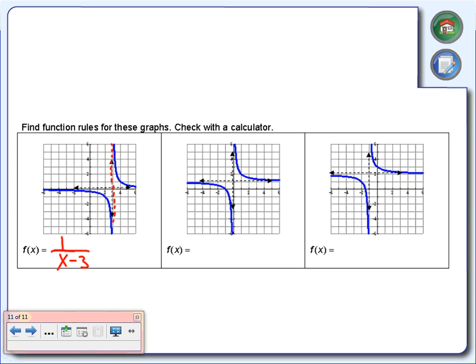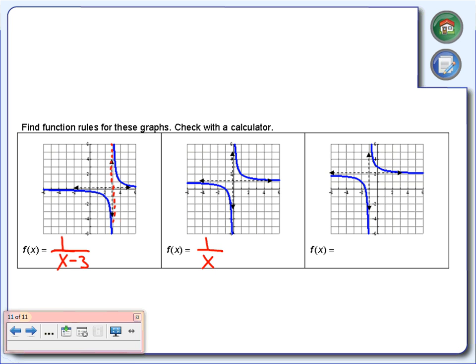Let's try the next one over here. Again, what's the equation for that graph? I'm going to start with my parent function, 1 over x. But again, that's not the parent function. That graph has been moved. The question is, where did we move it? Did we move it left? Did we move it right? Did I move it up? Did I move it down?